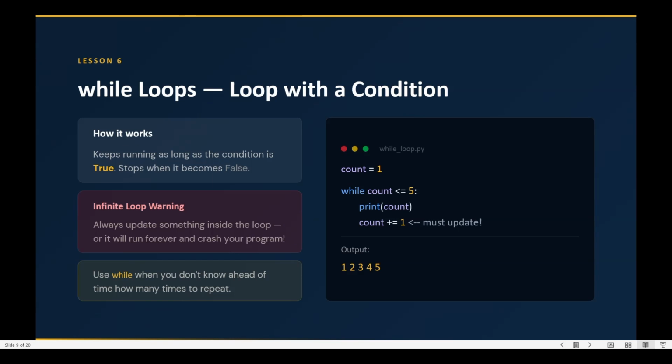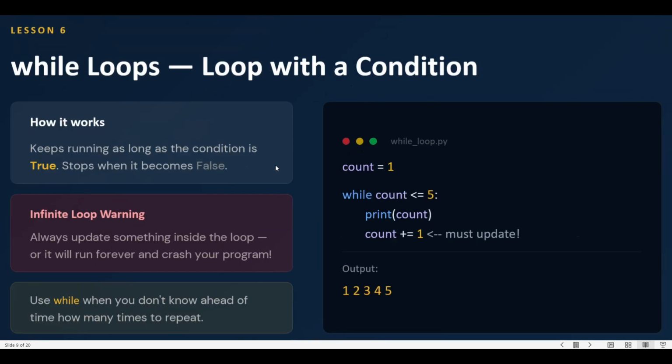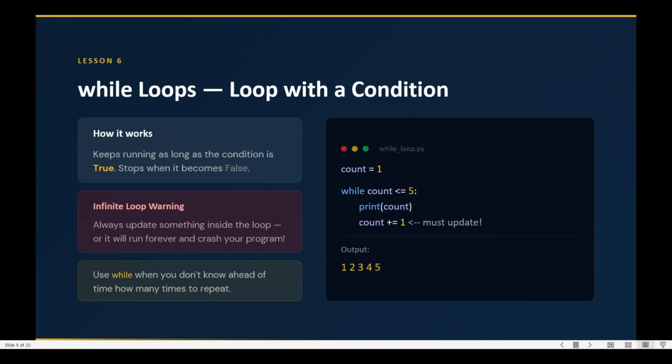Now, moving on to the infinite loop warning: always update something inside the loop or it will run forever and crash your program. You have to update something at the last, because if you don't update something inside a loop, it will make an infinite loop and crash your program. Like in this example, they have used count plus equal to 1. So they have updated the count, and then the program goes on again and again.